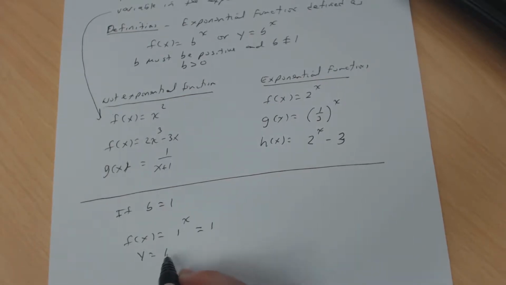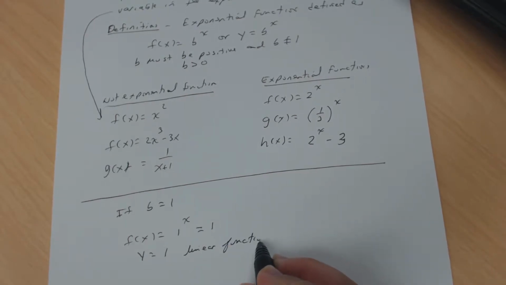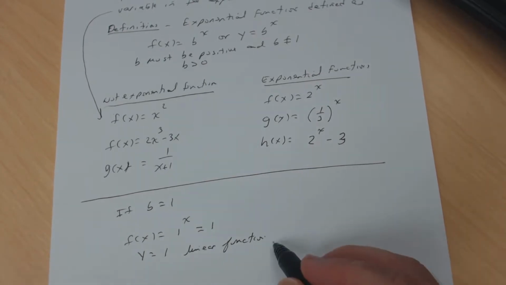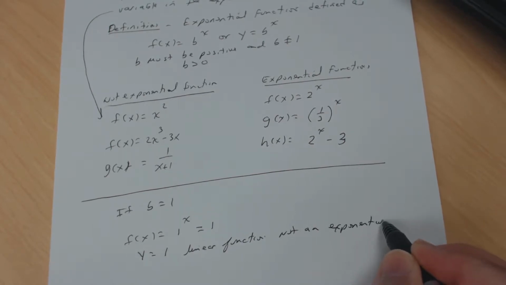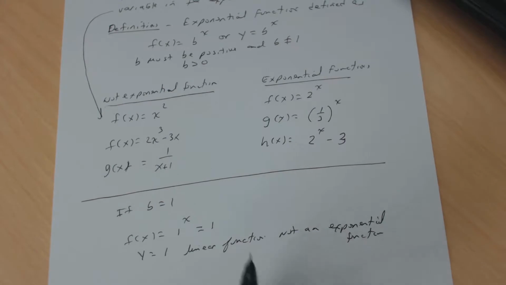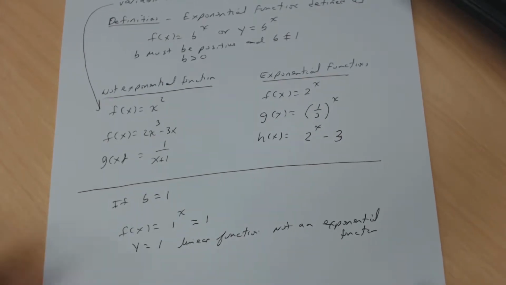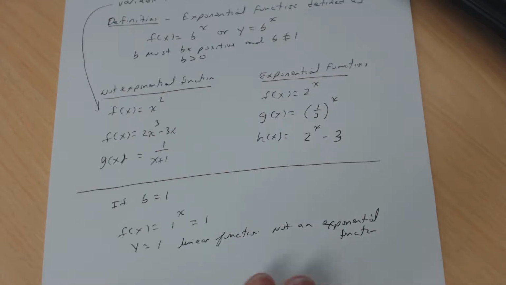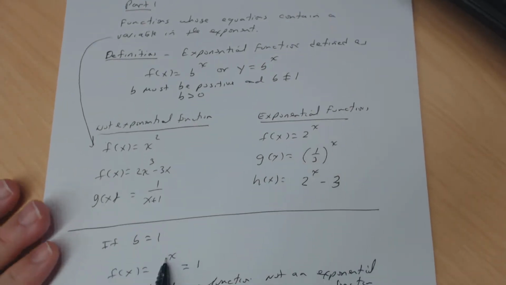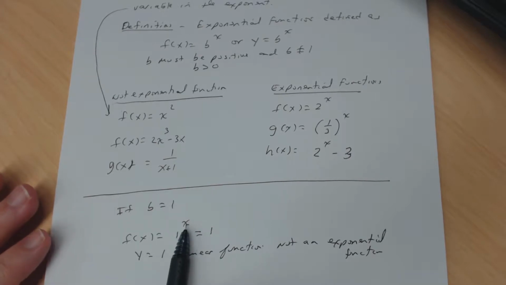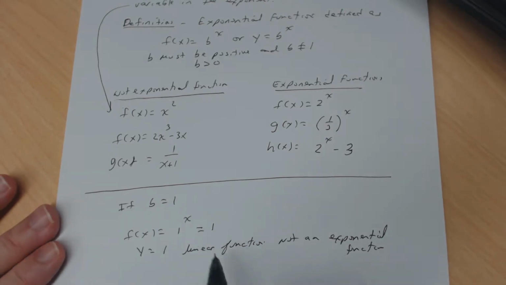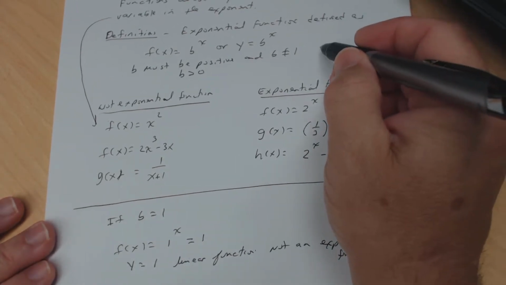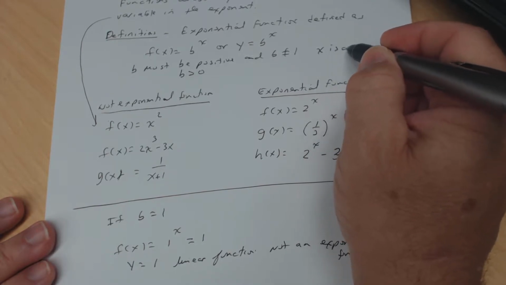But y equals 1 is a linear function. It's not an exponential function. So that's why the base cannot equal 1. Now, in terms of x, remember I was saying if x is 2, we get 1 times 1 is 1. If x is 3, we get 1 times 1 is 1. But x could really be any real number.